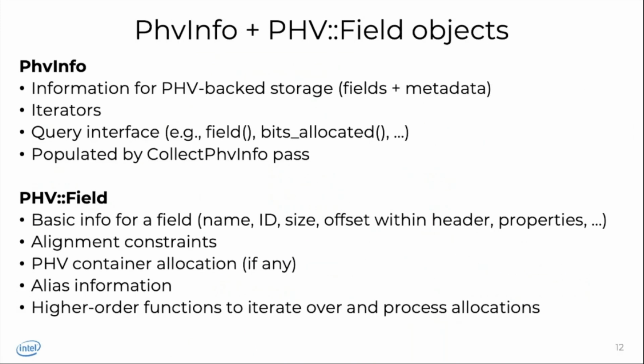All right, next we have a related set of classes or objects, PHP info and PHP field. PHP info basically collects and accumulates information about all of the PHP back storage in your program. So this is basically like fields and metadata. It provides a set of iterators to iterate over those fields if you need to do something to all the fields. And then it has several query interfaces for getting information about specific fields.